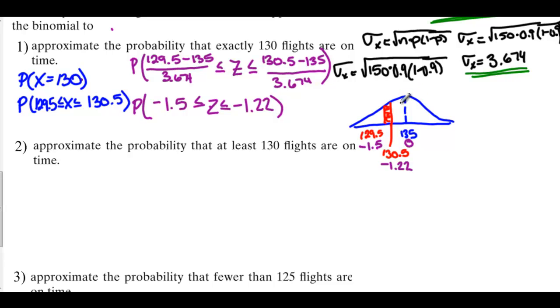To find the area of that little teeny red sliver, now we need to look up the area whenever we have a z-score of negative 1.22, and look up the area whenever we have a z-score of negative 1.5. Which I think there's a good chance I forgot my z-tables, so I will be very dependent on you today. All right, so the area for the negative 1.5, is that the one you gave me first?